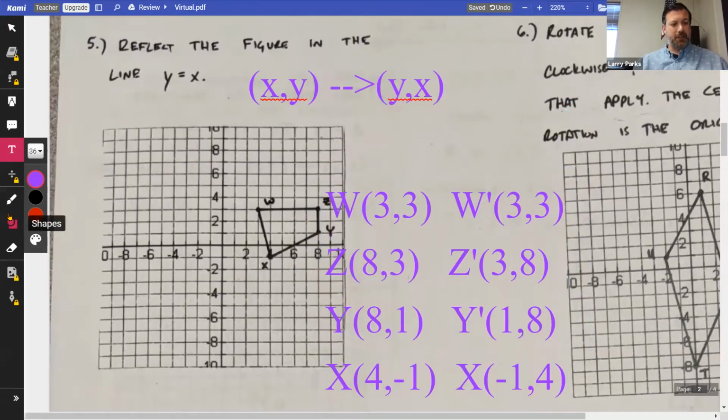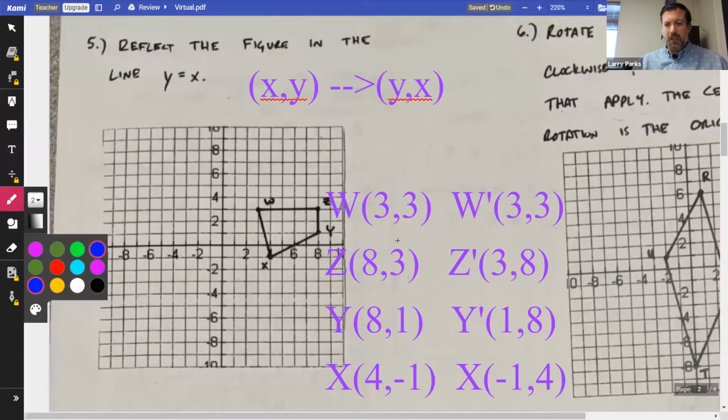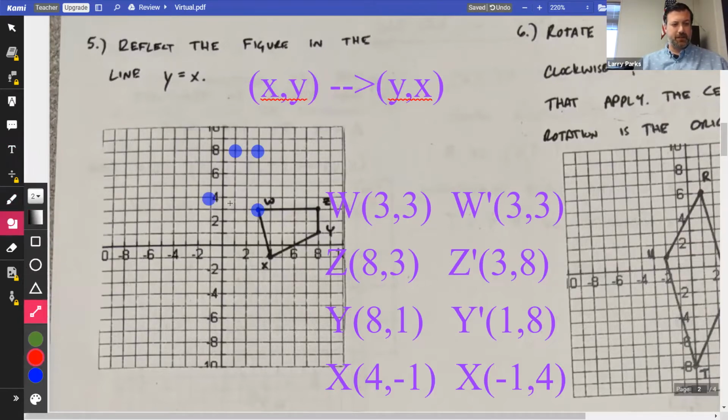I can plot those points. 3, 3 would be about right there. Stays in the same spot. 3, 8 would be right up here. 1, 8 would be right there. Oh, no, right there. And negative 1, 4 would be right there. Connect dots. Got here to here. There to there.